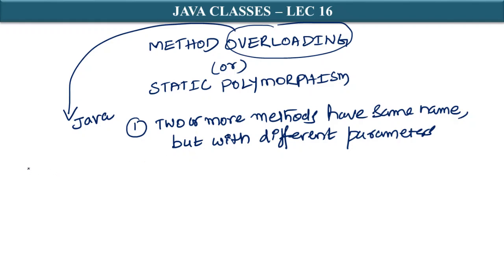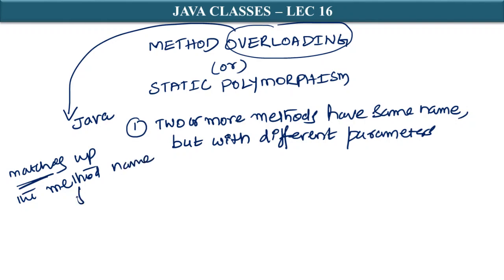When I call a method with the help of an object, what happens? Java matches up the method name first. First it will check whether this method name is matching or not. Java matches up the method name first.